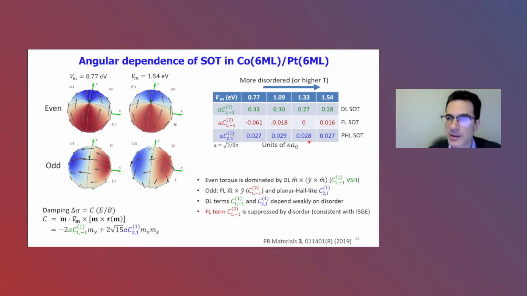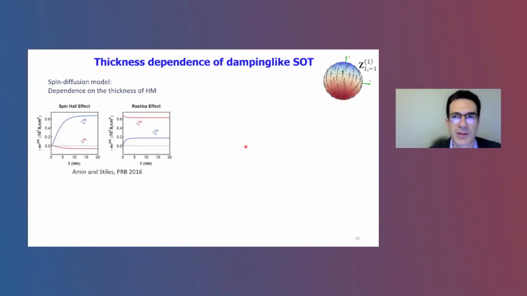And finally, we have this planar-Hall-like harmonic, which is also appreciable. It's considerably smaller than the leading damping-like term, but it is appreciable, and it also, like the damping-like component, is essentially independent of disorder. So we'll talk about it a bit later. Let's first look at the thickness dependence of the damping-like torque.